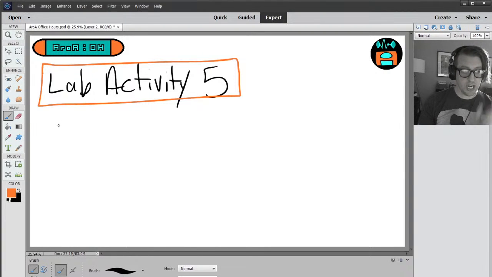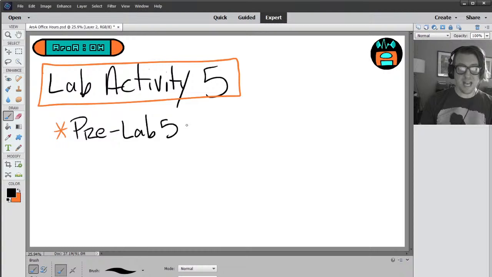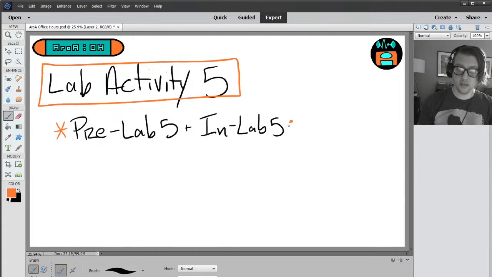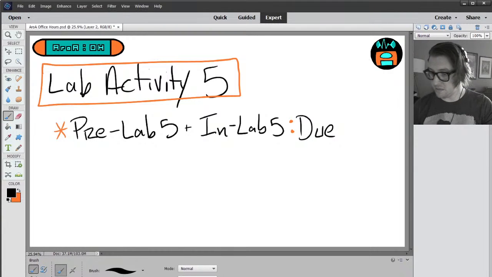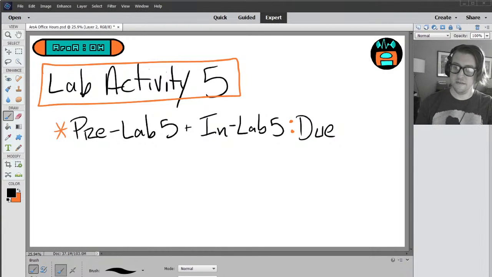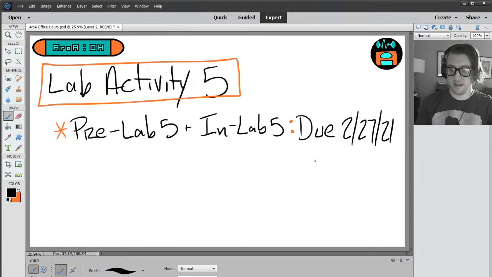But I am changing the structure of lab this week. Both the pre-lab quiz, so pre-lab 5, and the in-lab activity, both of these are due this Saturday, which, let me just make sure I got this date correct. Yes, I did. So they're due this Saturday by 11:59 p.m. I'm putting them both due at the same time.